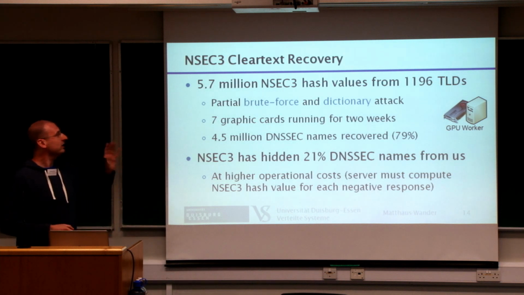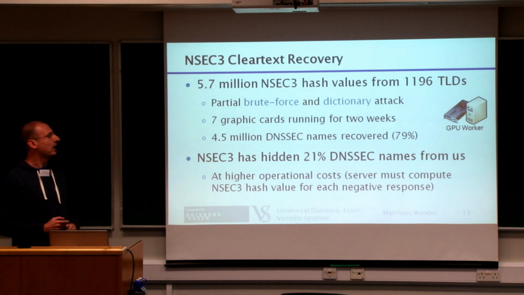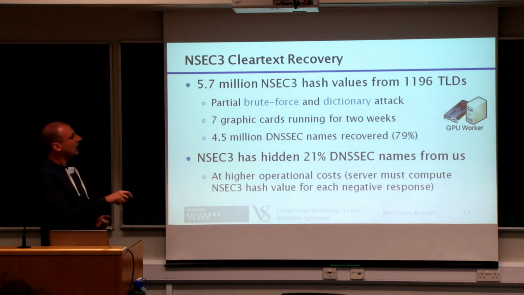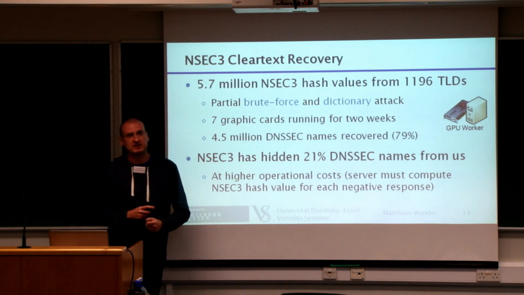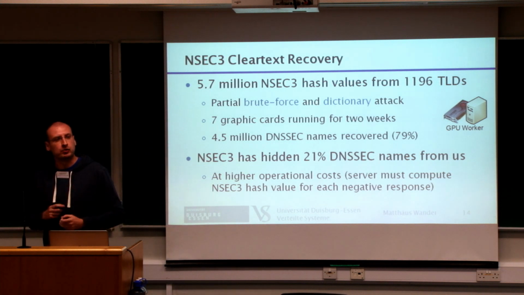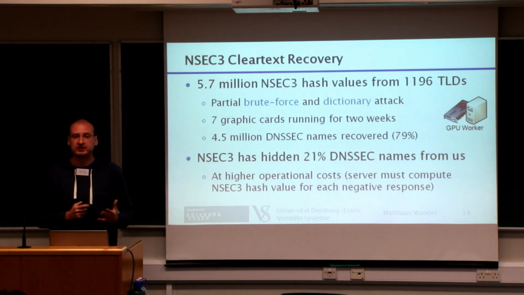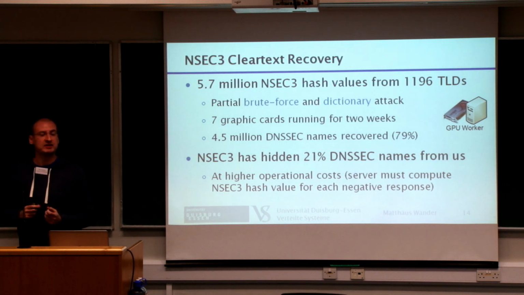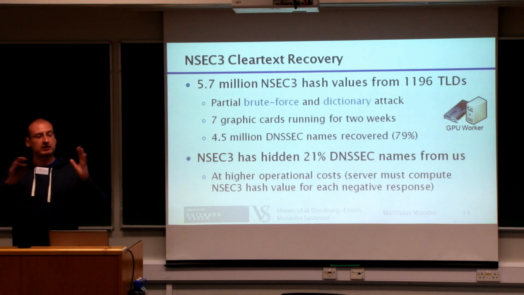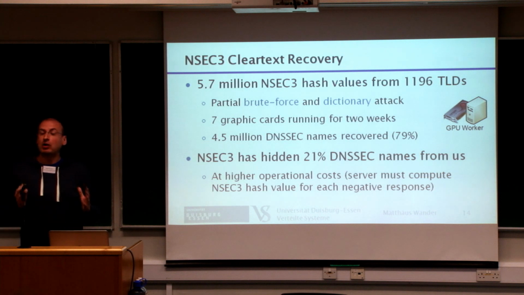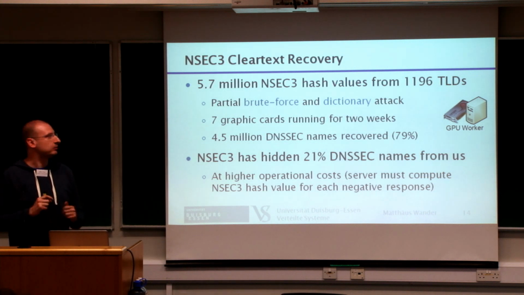Okay, so now that we've retrieved a couple of cleartext names and a couple of NSEC3 hash values, let's try to reverse the NSEC3 hash values to get the cleartext name and to run additional analysis over it. So we've gotten, from 1,200 top-level domains that are using the hashed approach, the NSEC3 approach, 5.7 million hash values, and now we're running a partial brute force and dictionary attack. Partial because it would be infeasible to run a full brute force attack. The names get longer and longer, and it will just take too much time. So we cannot reverse all names, but we can try our best to reverse as many as possible.